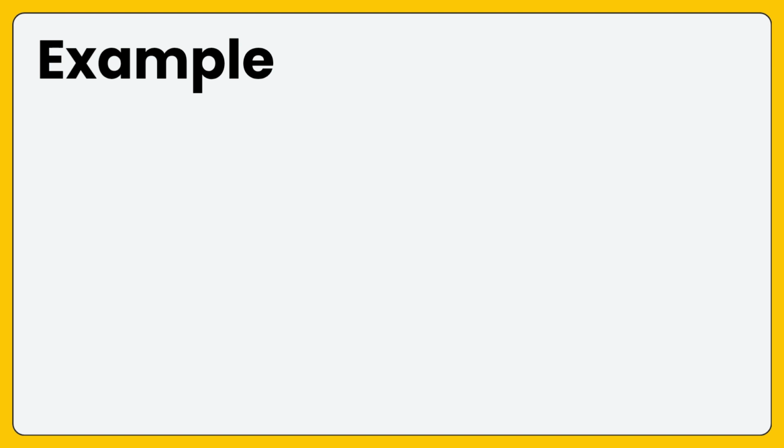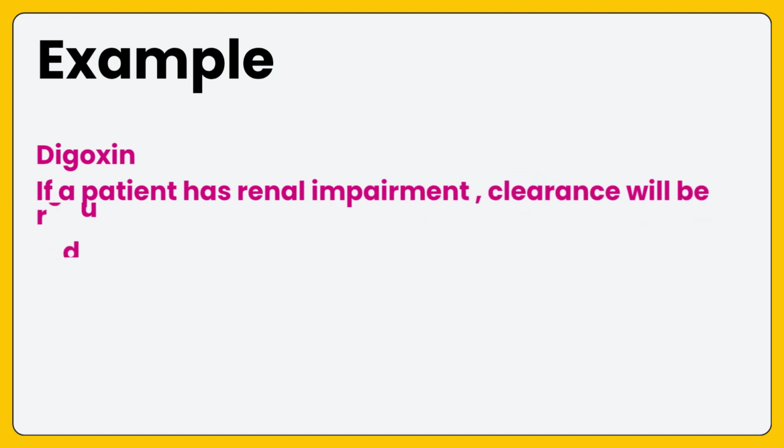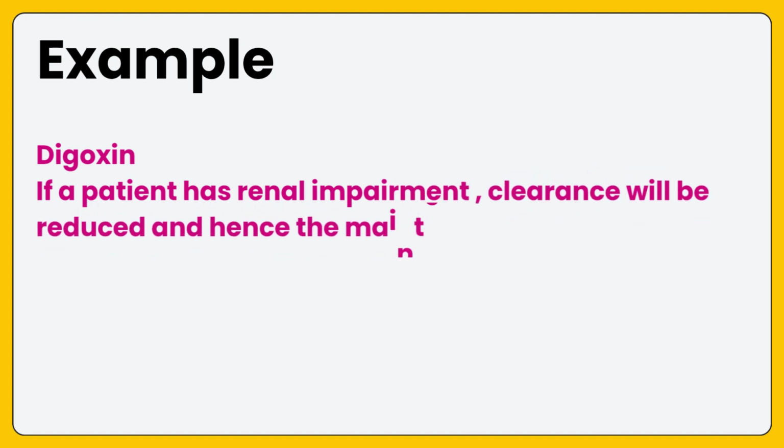Let's understand with an example. Digoxin. If a patient has renal impairment, clearance will be reduced and hence the maintenance dose. It means if a drug is not cleared completely, then the dose required to maintain the drug levels will also be less.